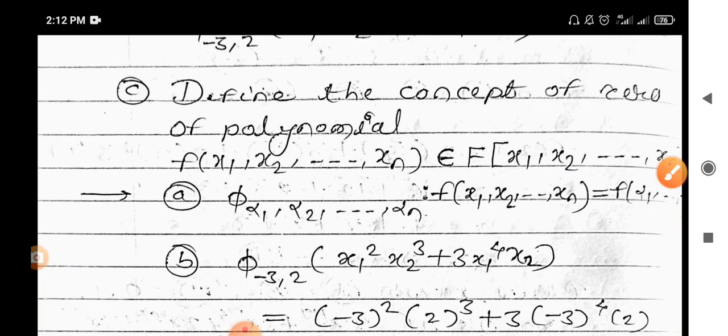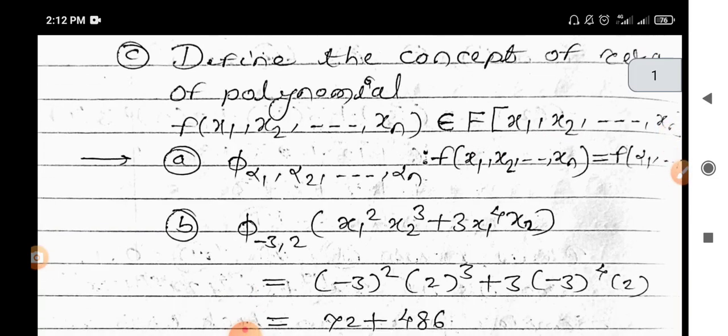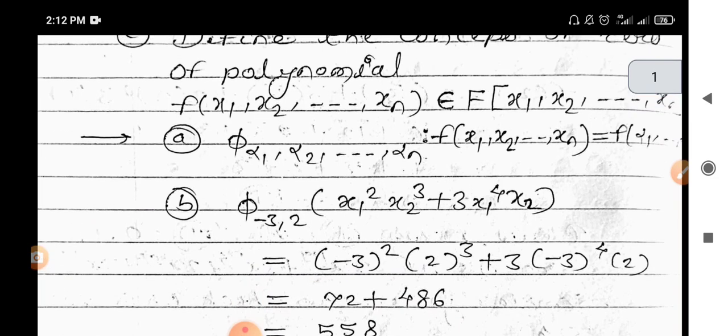Now we solve the second question. That is, we are given the values of alpha 1 and alpha 2, where alpha 1 is minus 3 and the value of alpha 2 is 2. And the polynomial is x1 square into x2 cube plus 3x1 raised to 4 into x2.